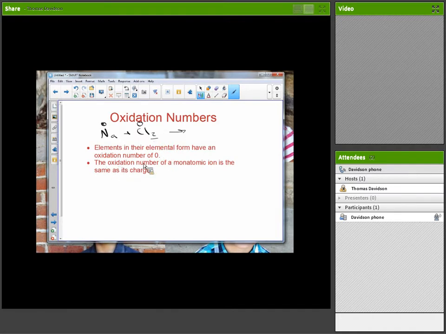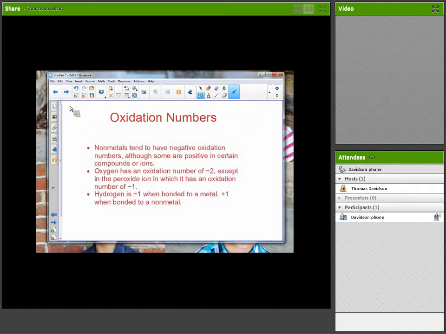The oxidation number of a monatomic ion is the same as its charge. So over here, Na plus, what's its oxidation number? It's a +1. Cl minus, whoops, they're supposed to be together. Ignore the plus. It's a monatomic ion, meaning not a polyatomic ion, so it's a -1. Are you okay with that? So these two are easy. The elements are 0. The ions are just what they should be.